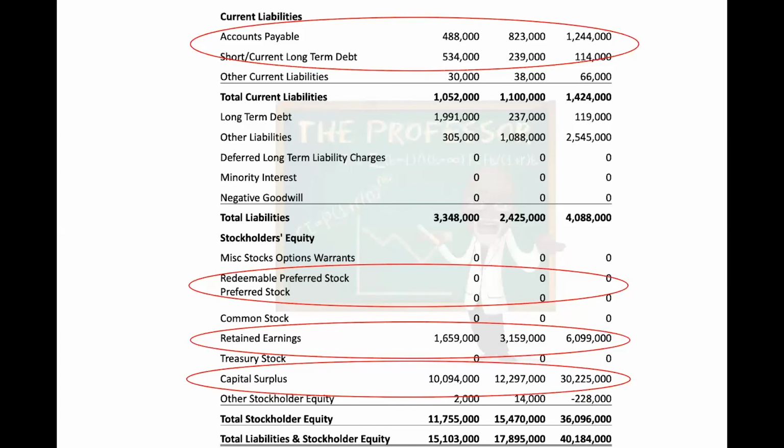Underneath preferred stock is common stock. You'll see next retained earnings. Retained earnings belongs to the common stockholder. Retained earnings is increasing. You can see it went from 1.6 billion to 3.1 to 6 billion. Retained earnings is an accumulative account. It starts the day the corporation started the business, and every year, either net income is being added to retained earnings or some portion of it, or if it's a net loss, it is being taken out of retained earnings.